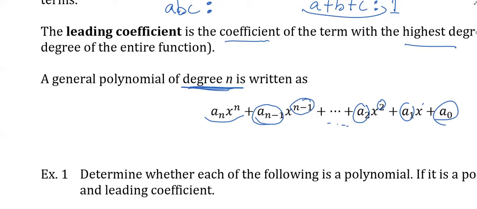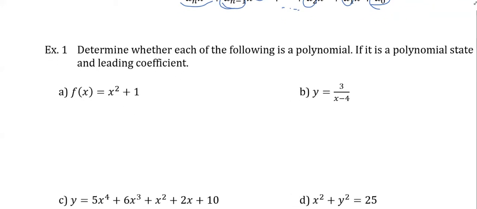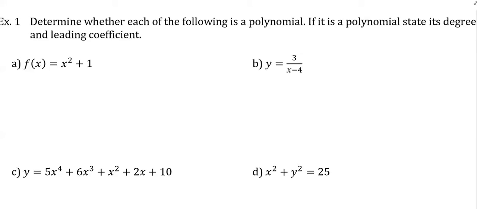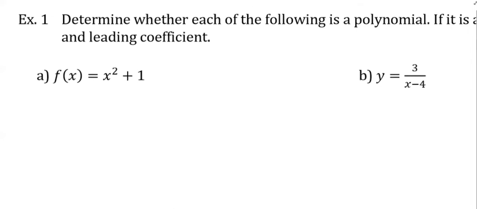So example 1. Determine whether each of the following is a polynomial. If it is, state its degree and leading coefficient. Now, I want you to take a risk here because we're just starting this, and reading a few definitions does not usually help a lot in actually getting stuff done. Sometimes reading definitions after you've tried some questions can be helpful, but just reading one doesn't usually help. But what do you think for that first one? Is it a polynomial or not?